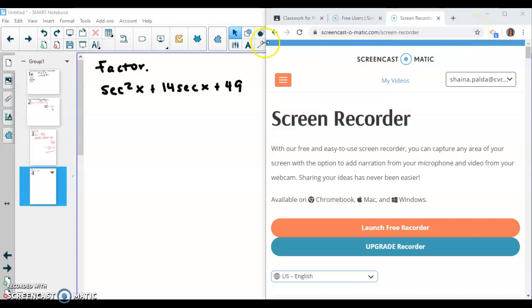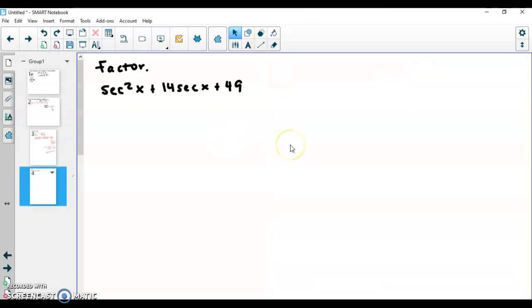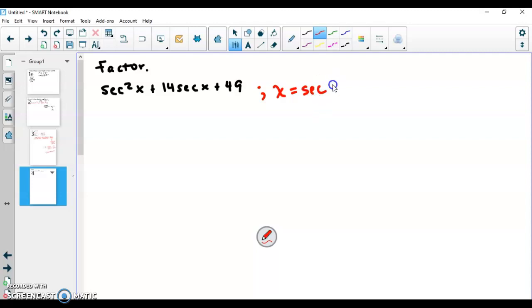Okay guys, when you are faced with a problem like this, I think I might have shared this in an earlier video. What helps me is to look at this and say secant is the only trig function that I have in this. So rather than using secant, I'm going to make x equal to secant.